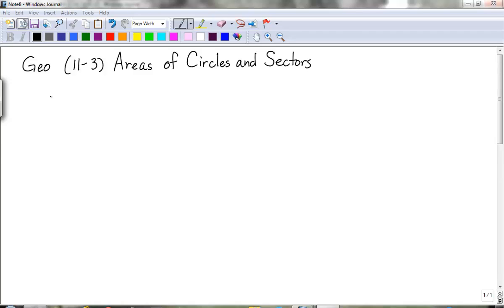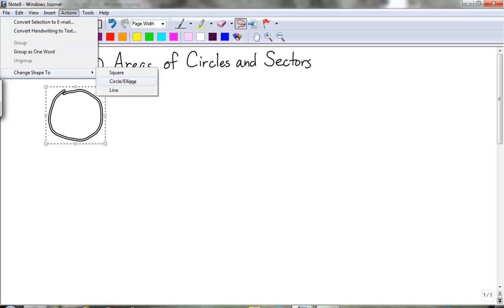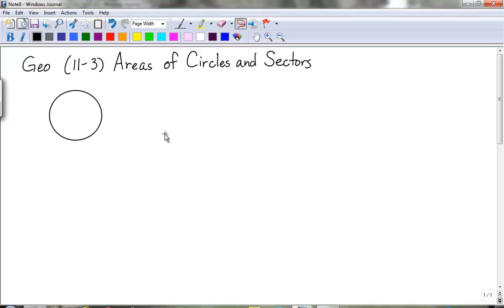Okay, this is for areas of circles and sectors. You've done the areas of circles before. Okay, let's make that a better one. Okay, area of a circle.